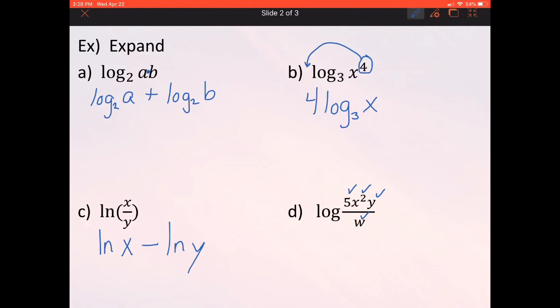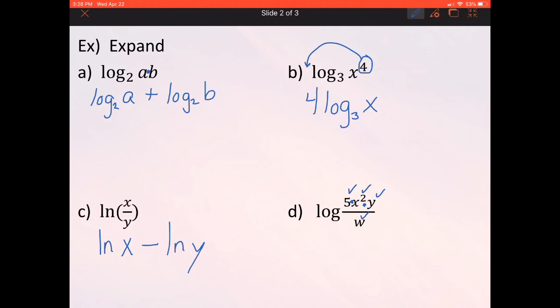Please don't think that 5 and the x squared go together. Okay, they're actually separate pieces. They are also being multiplied like the first example of a and b. So all these are being multiplied and the w is being divided. All right, let's separate them all.